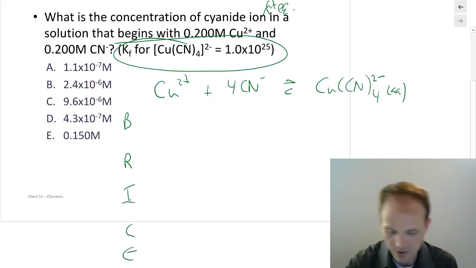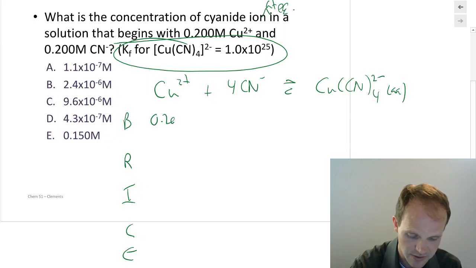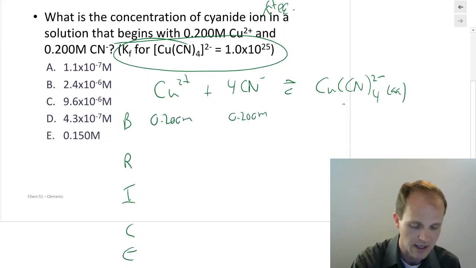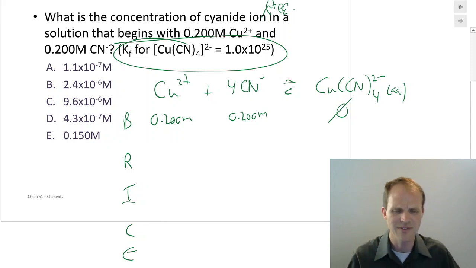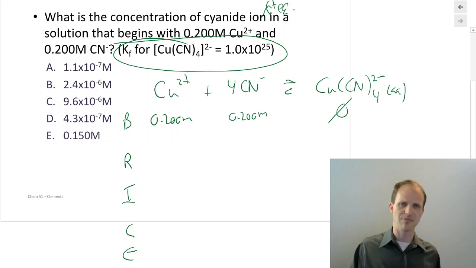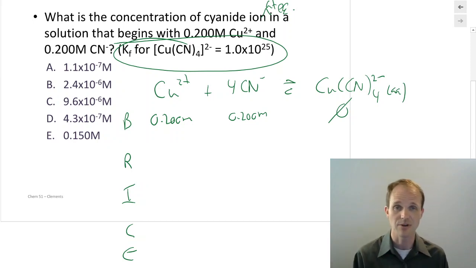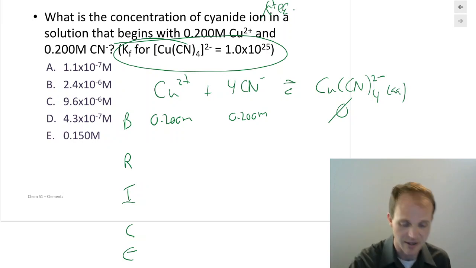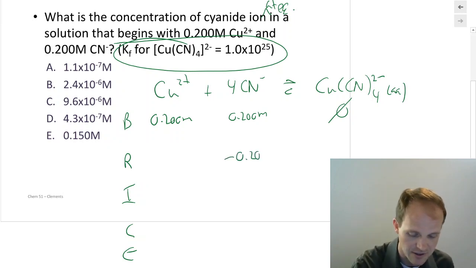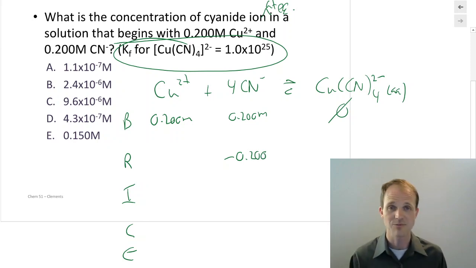our before is 0.200 molar. This is 0.200 molar. And this is none. You're like, hey, we've got equal concentrations. Aren't we just going to use up all of it? We don't have a limiting reactant problem. But remember, you need 4 times as much cyanide as you need copper in order for the copper to react. And so it turns out we will run out of cyanide first.